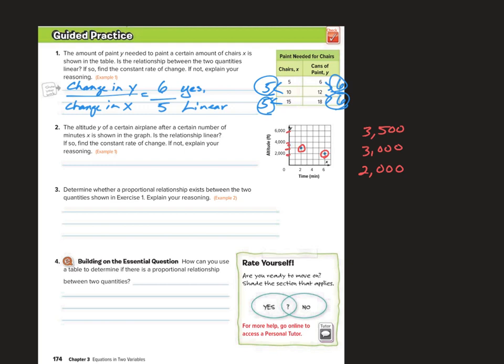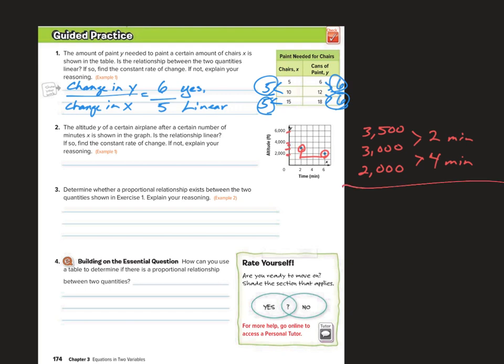As we travel from 3,500 down to 3,000, we have a change of 2. And as we travel from 3,000 down to 2,000, we have a change of 4. So this stands for 2 minutes and 4 minutes. So to understand this better, we can create a table.